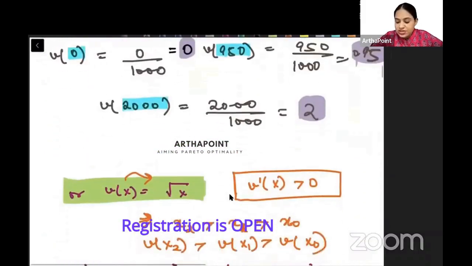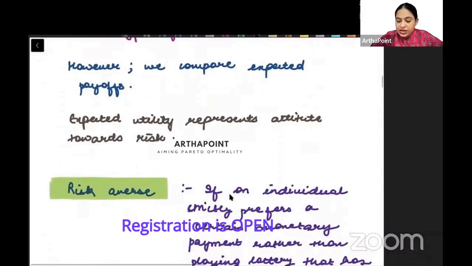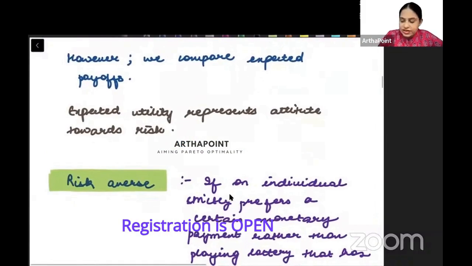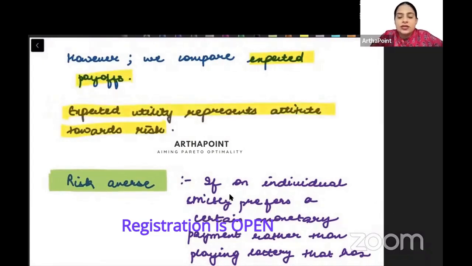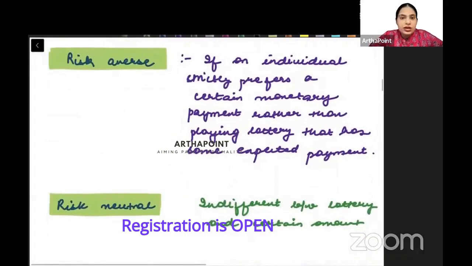So therefore what is important here to understand is that expected payoff is important, but we also want to understand what the expected utility function will be, because that will depend on what kind of consumer we are talking about, किस तरीके का हमारा consumer है. Now, there are many kinds of consumers, as we know. Let's talk about the risk averse kind of consumer.